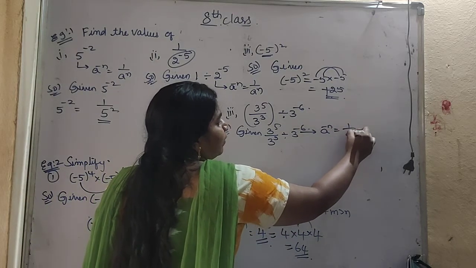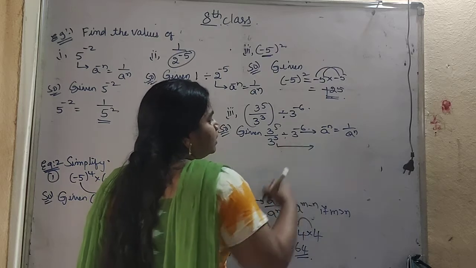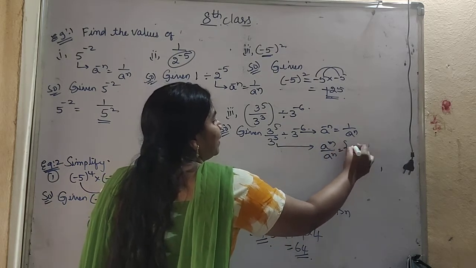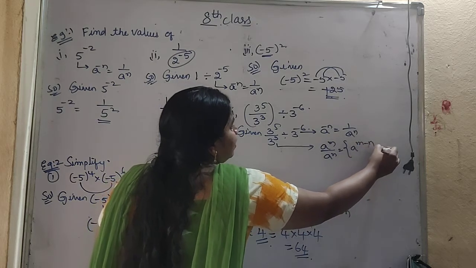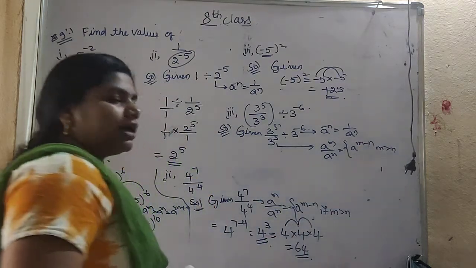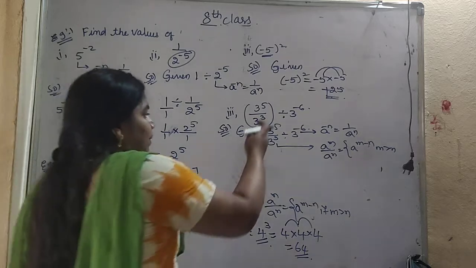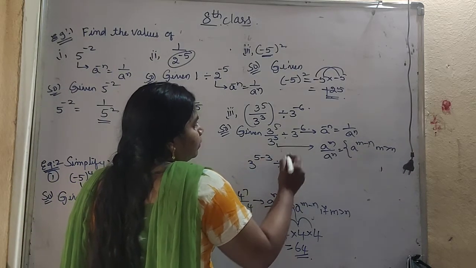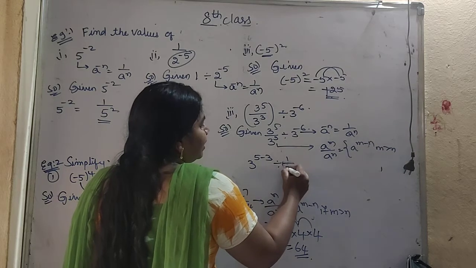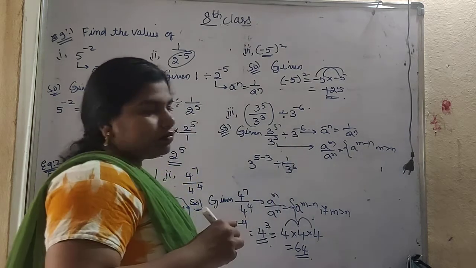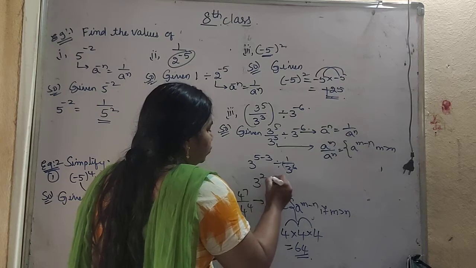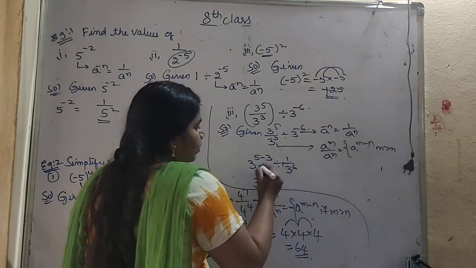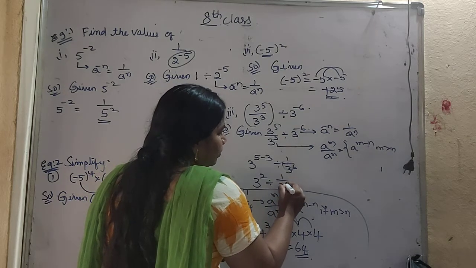We can write it in the form of 1 by a^n. And this is in the form of a^m by a^n, so we can subtract the powers, m minus n, because the m value is greater than the n value. Now subtract these values: 3^5 minus 3, divided by, here it will be 1 by 3^6. So 3^2 divided by 1 by 3^6.